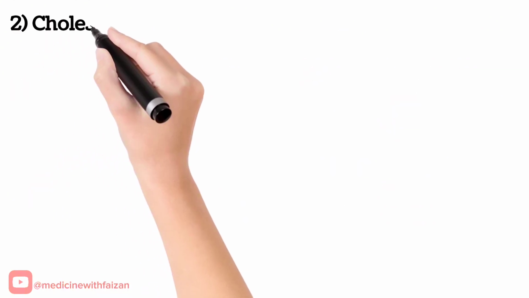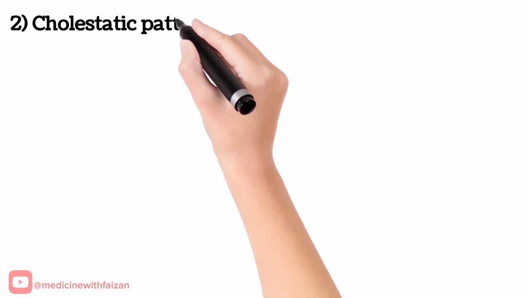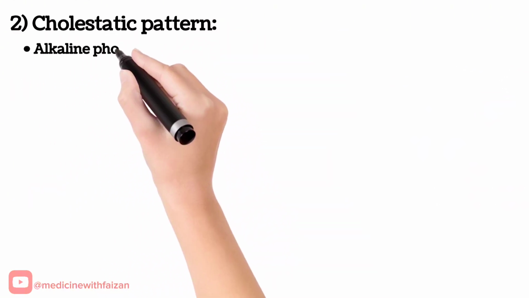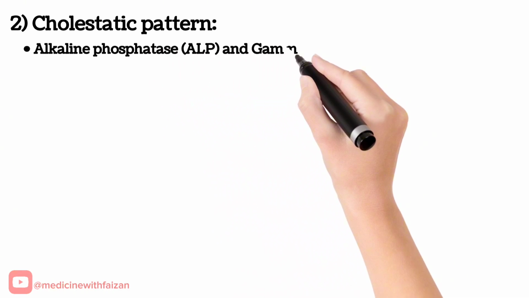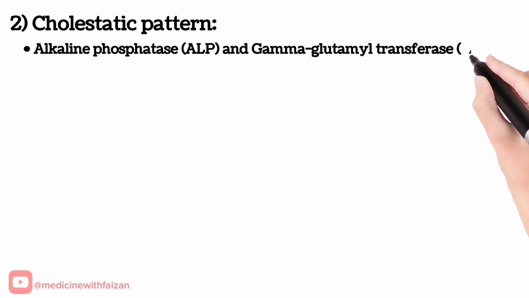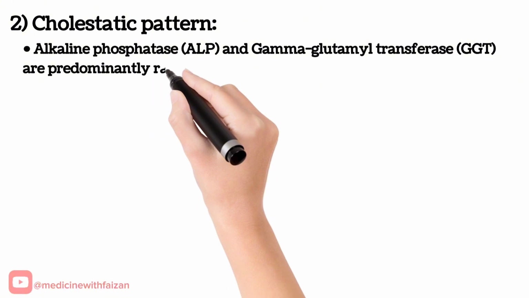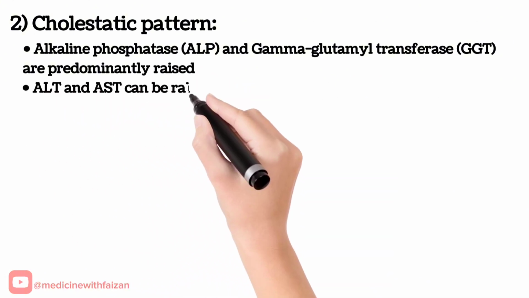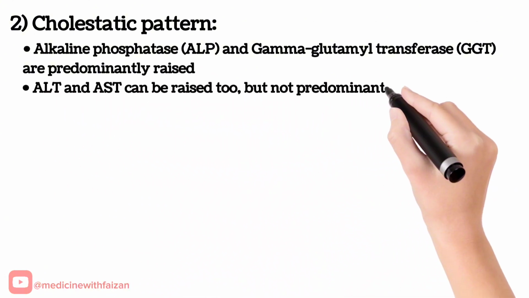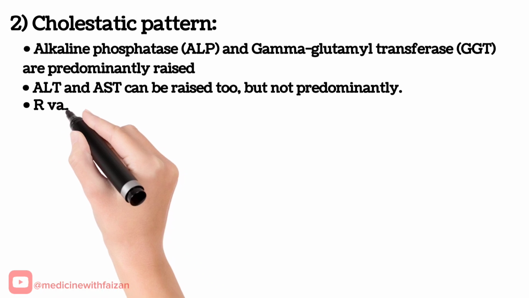Let's discuss the second pattern, that is cholestatic pattern. In cholestatic pattern, alkaline phosphatase, that is ALP, and gamma glutamyl transferase, that is GGT, are predominantly raised. ALT and AST can be raised too, but there are only minor elevations in them. In cholestatic pattern, the R value will be less than 2.